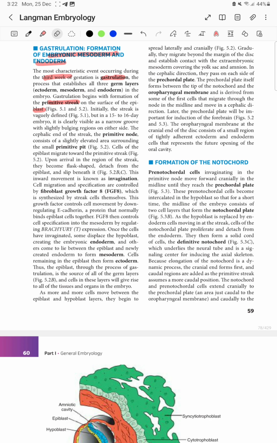And this inward movement of the cells, let's imagine it like this. There are cells on the epiblast. They are coming towards this primitive streak. They are becoming flask shaped and they are going inward. And this inward movement is known as invagination.